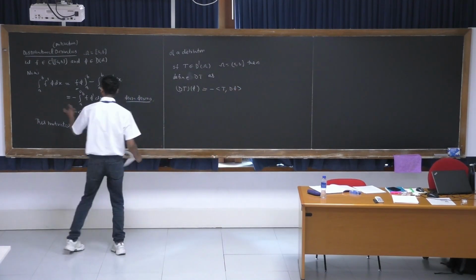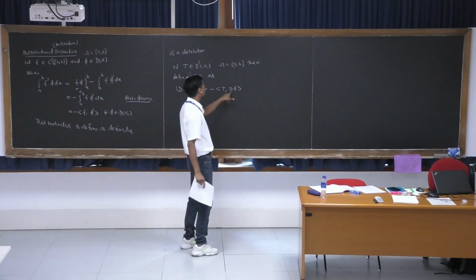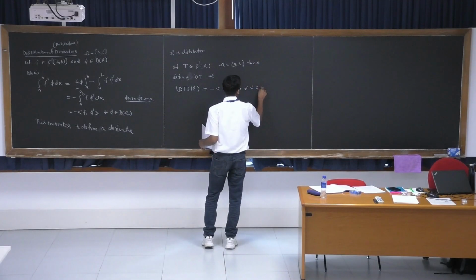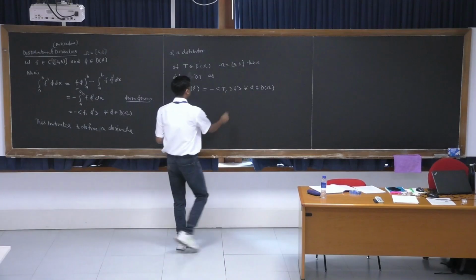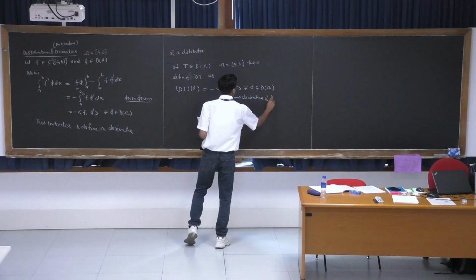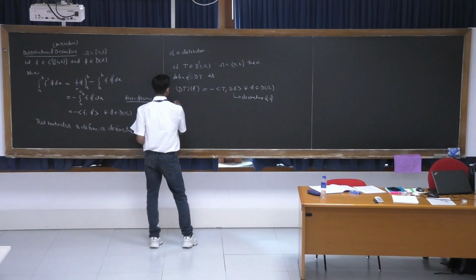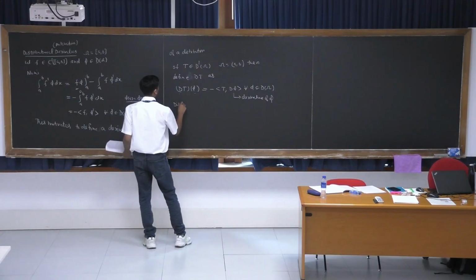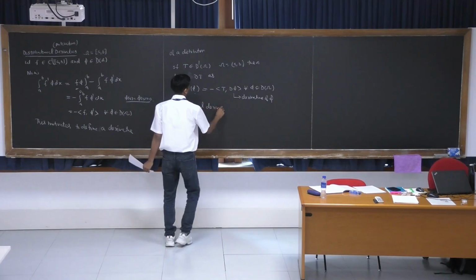So if you compare this and this one, this dash just defines the derivative of phi, for all phi belonging to D of omega. So this defines the derivative of phi. Now this is the definition of the distributional derivative.